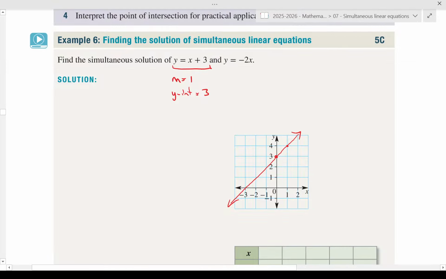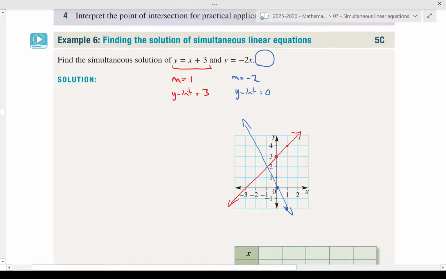The other one, I have a gradient of -2 and a y-intercept of 0. Okay, so I go over and go, well, my y-intercept, when x equals 0, y equals 0, so that's my y-intercept, and my gradient is -2, so that means my run is 1, and I go down 2, so my rise is -2, so I'm down there. So I'm now going to draw that line in, and it looks a lot like that.